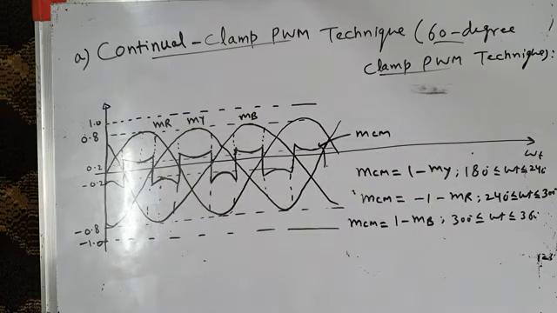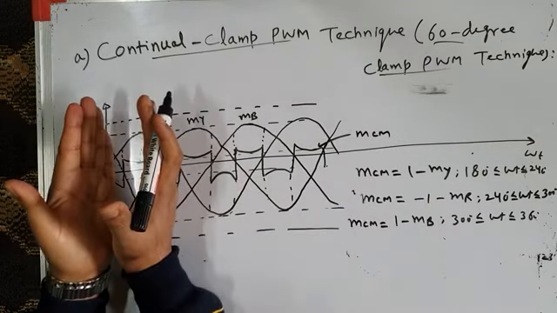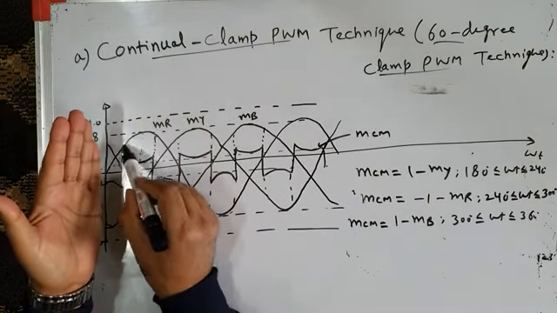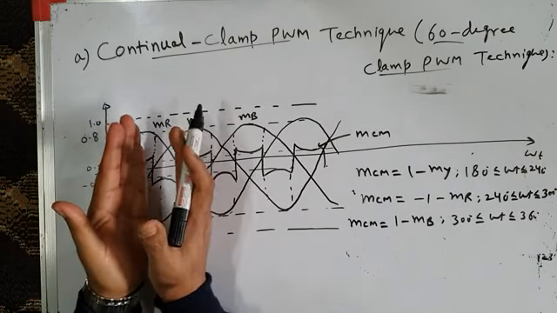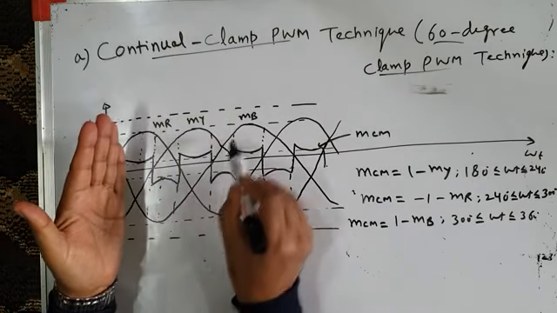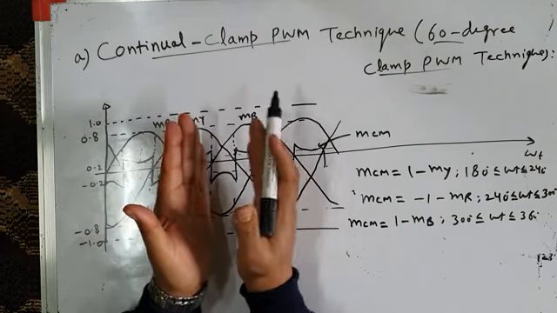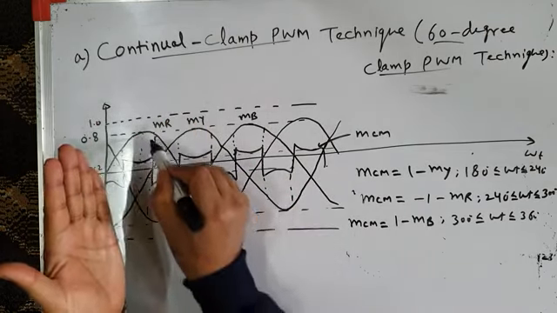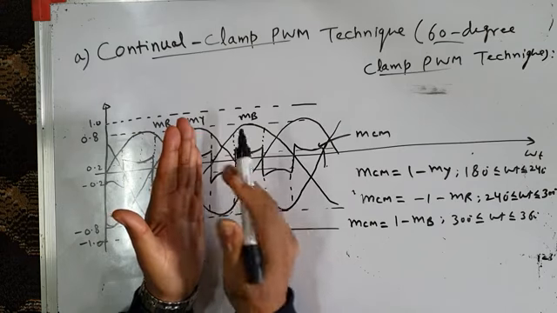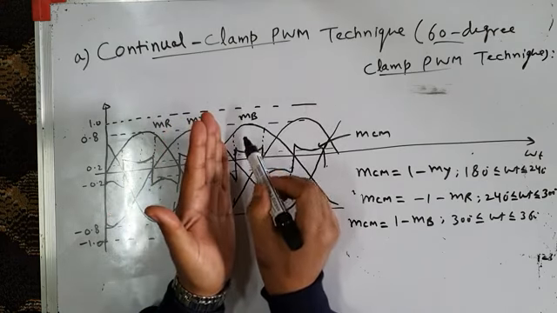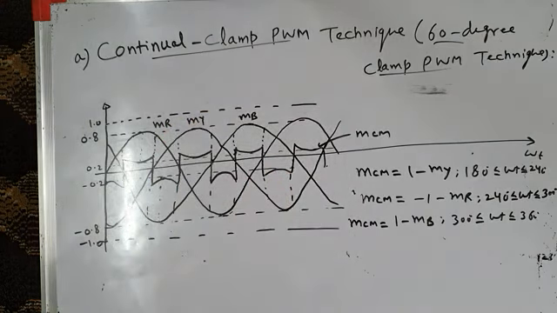This is how we calculate it. Over first 60 degree interval, this common mode signal is 1 minus MR. Over next 60 degree interval, it is minus 1 minus MB. Over next 60 degree interval, it is 1 minus MY. Over next 60 degree interval, what is this? It is minus 1 minus MR. Over next 60 degree interval, it is 1 minus MB, and so on. So you have to continue like that. Okay. So this is our common mode signal.